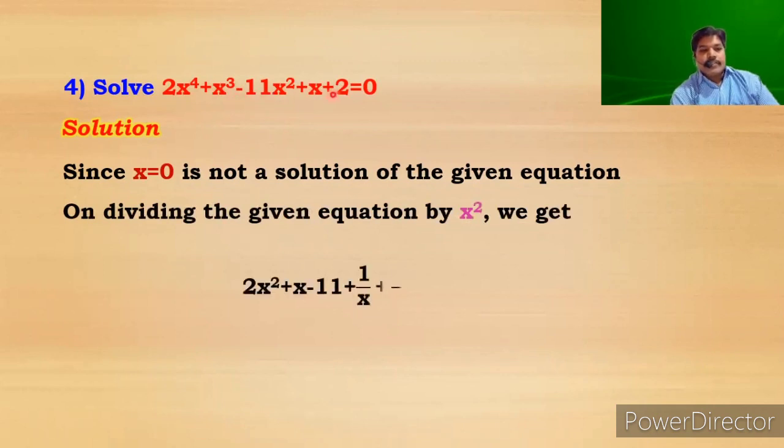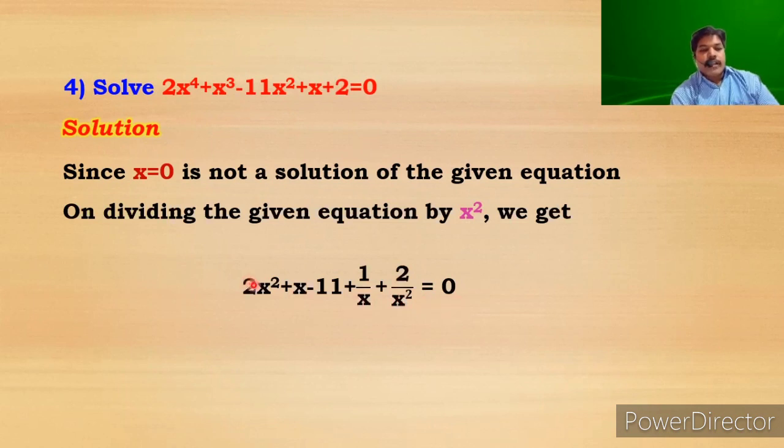So what happens? 2x square plus x minus 11 plus 1 by x plus 2 by x square is equal to 0. So that is 2x power 4 by x square, it will become 2x square. x cube by x square, it will become x. Minus 11x square by x square, it is minus 11. And x by x square is 1 by x. Plus 2 by x square is equal to 0.